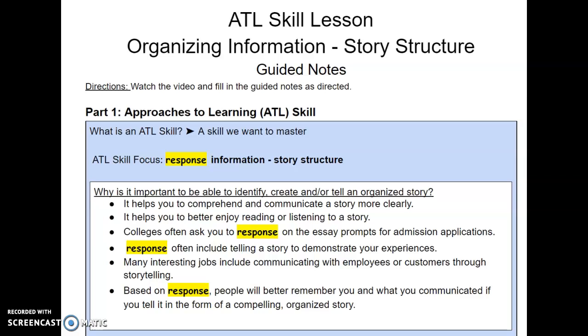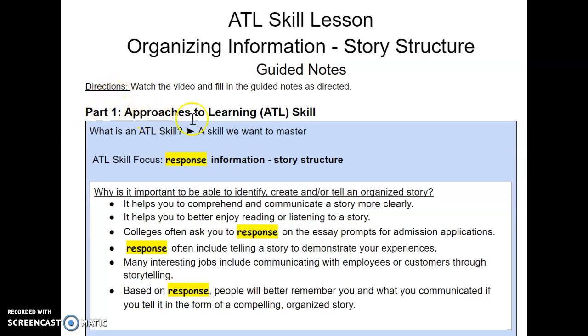Hello. Now that you've been introduced to the unit, we're going to start focusing on what skills you'll need in order to be successful with your summative assessments. You may remember that you're going to be graded on organizing, and our ATL skill is specifically about organizing information in a story structure. As we go through this video, you will be completing the responses in yellow, as I will be giving you some of the answers, and some of the answers you'll figure out on your own. Let's get started.